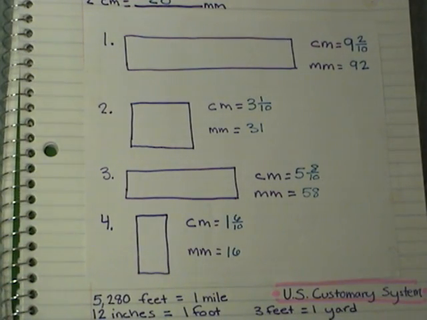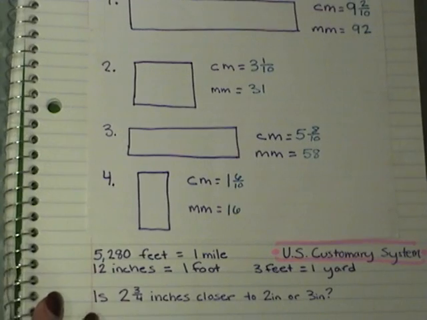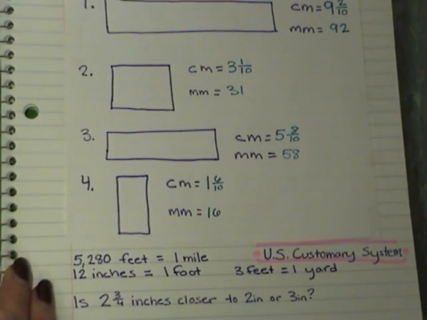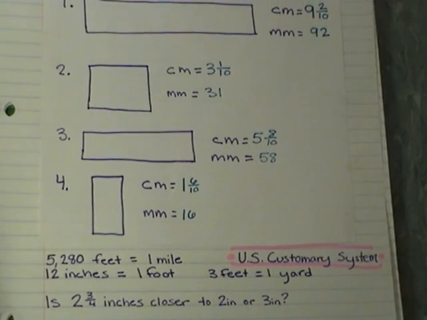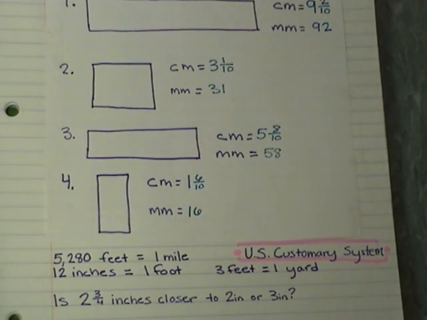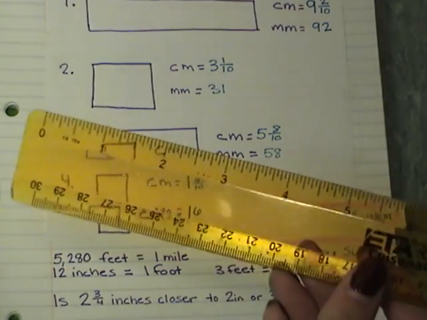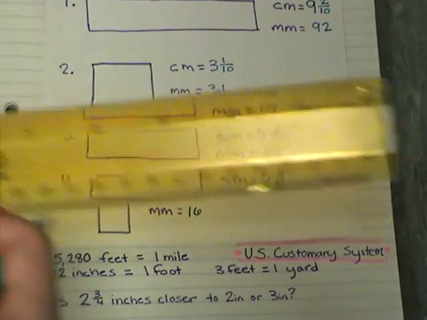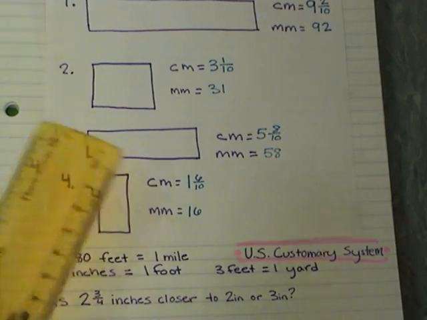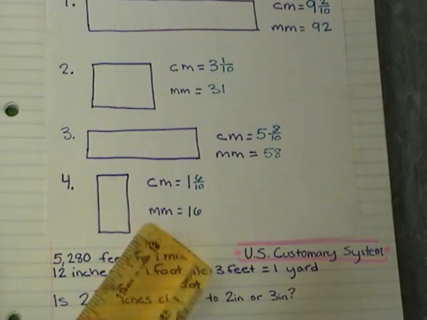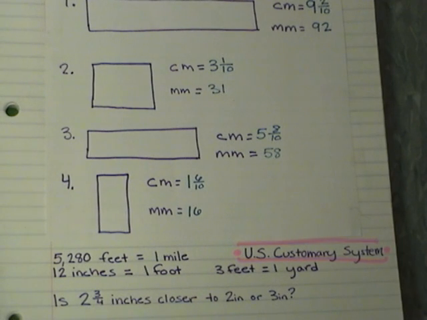All right, and so if you look down here, not only do we have the metric system, but we also have the U.S. customary system. And so these are some of our conversions. 5,280 feet is equal to 1 mile. And you know 12 inches in a foot, so if you take your ruler and flip it over to the other side, you'll see on your ruler you have your inches on this side, and 12 inches would make a foot, so this is 1 foot. 3 feet equals 1 yard, so if we had 3 of these rulers connected to each other, it would be a yardstick, or 1 full yard.